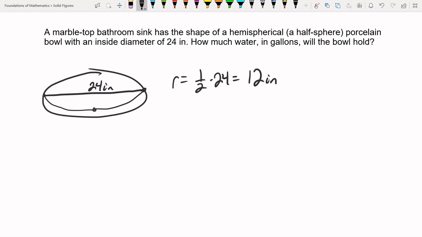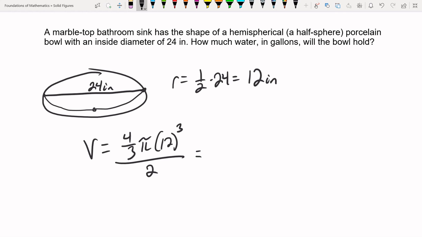Now, to find how much it will hold, that's the same thing as asking for the volume. And this is a half sphere. So we can find the volume of the whole sphere by using what we already know, right? The volume of the whole sphere is 4/3 pi r cubed. R is just 12 inches here. But this is a half sphere, not the whole thing. So all we have to do is just divide this whole thing by 2. That gives us the volume of the half sphere.